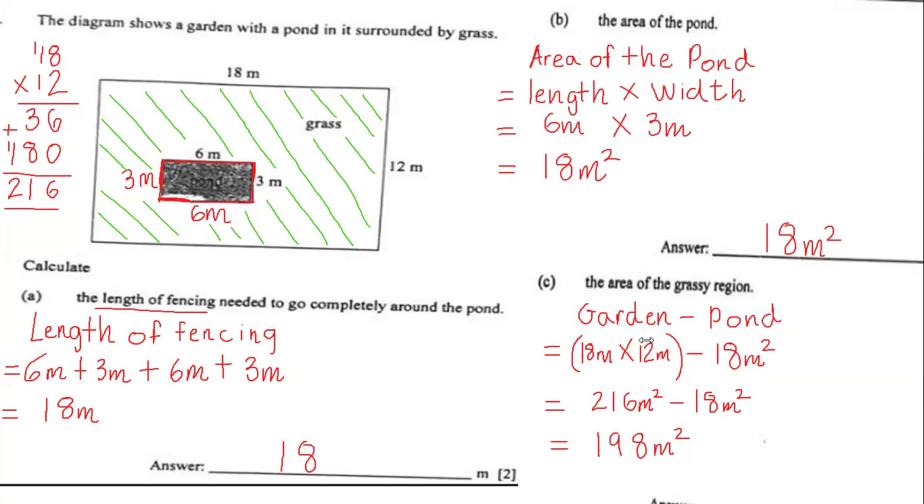My apologies. What year is that? Is that paper 1 or 2? I think paper 2. That's two. Okay. All right.